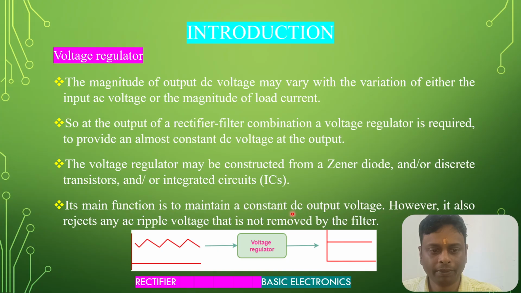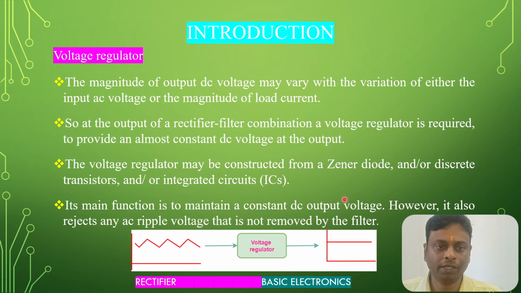So the main function is to provide the constant DC output voltage. Okay. So also it will reject any AC ripple voltages that are not removed by the filter circuit. Okay. So we are having four components: transformer, then we have the rectifier, then we have a filter circuit, then the voltage regulator. So these are the DC power supply circuits.